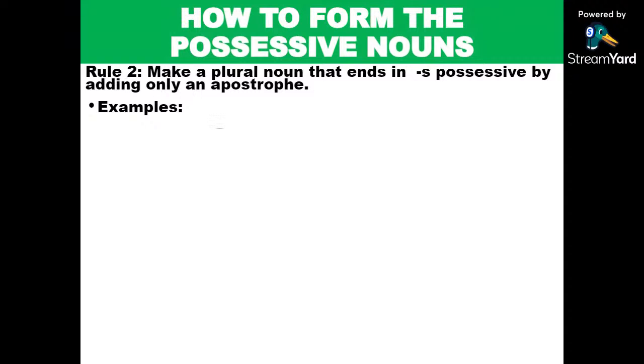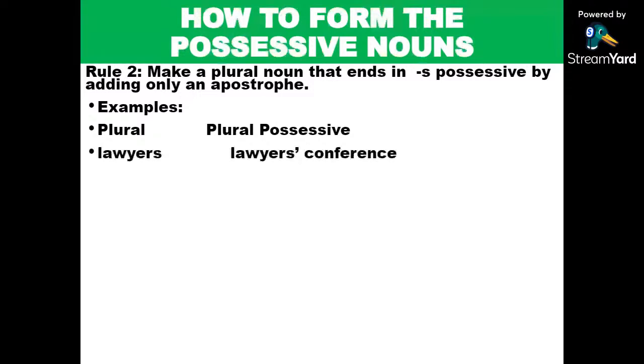Let's take a look at some examples, plural and plural possessive. For example, lawyers. Now, you already have the plural marker s that makes the word plural, lawyers. And so you make it possessive by simply adding the apostrophe. And what you have here is lawyers'.